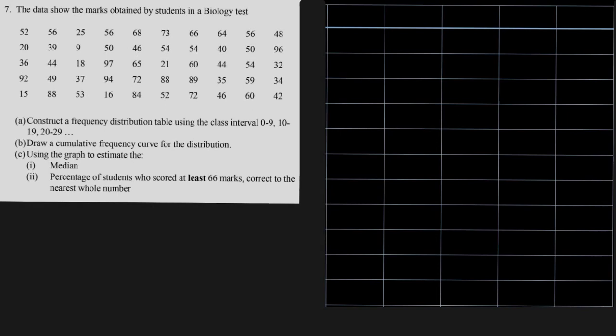All right, question 7 says the data show the marks obtained by students in a biology test, and these are the scores of the students. Question 7 says construct a frequency distribution table using the class interval of 0 to 9, 10 to 19, 20 to 29, and so on. So we have to continue from there. Of course, they will never give us the complete class interval, so we are going to use the difference between the higher class and the lower class to get our next class interval.